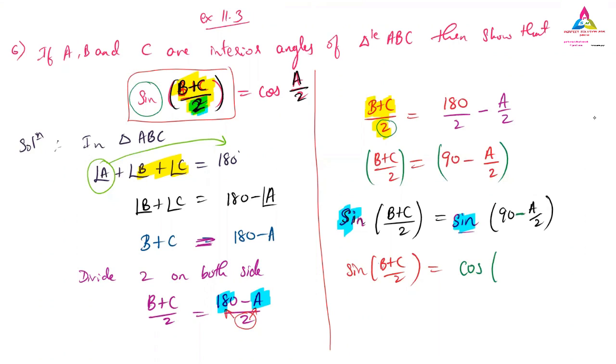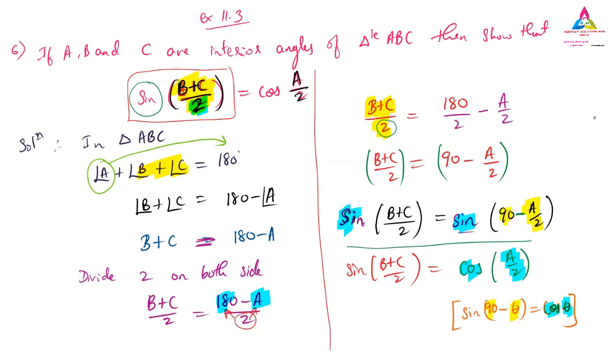In place of theta, what do we have? A by 2. Yes, A by 2. Here you can write it as the final step. That is nothing but sine 90 degree minus theta is equal to cos theta. We applied here 90 as it is, and the theta value we have is A by 2. So in place of theta I can write A by 2. That's all. So we have cos here and cos here. So we have got the final answer.